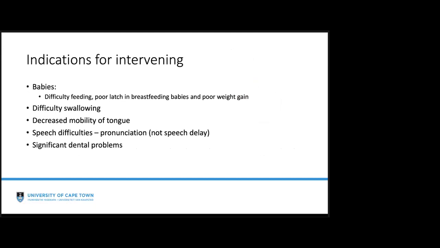When do we intervene? Babies who present with difficulty feeding, poor latching during breastfeeding, and poor weight gain are definitive indications for intervention, as well as having difficulty swallowing with a decreased mobility of the tongue, and if there are pronunciation difficulties, but of note, not speech delay. It's more to do with the pronunciation of a child's speech.